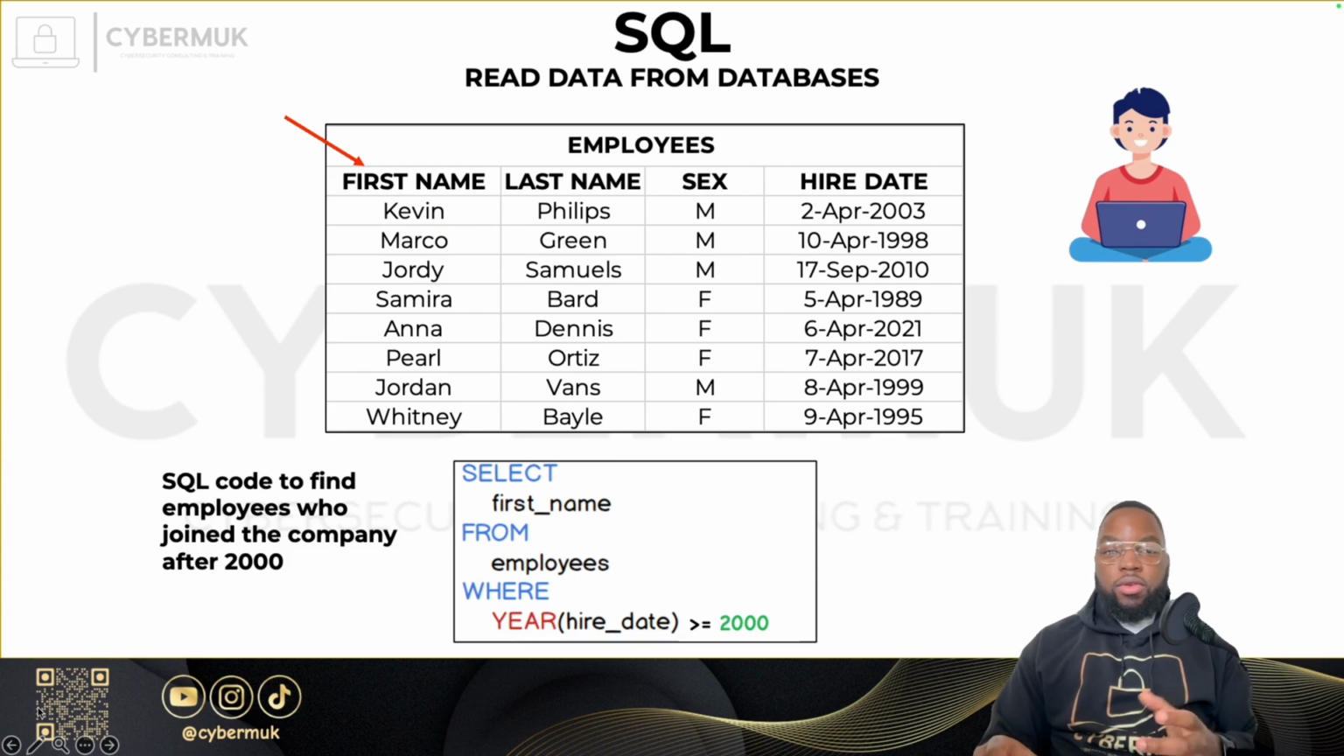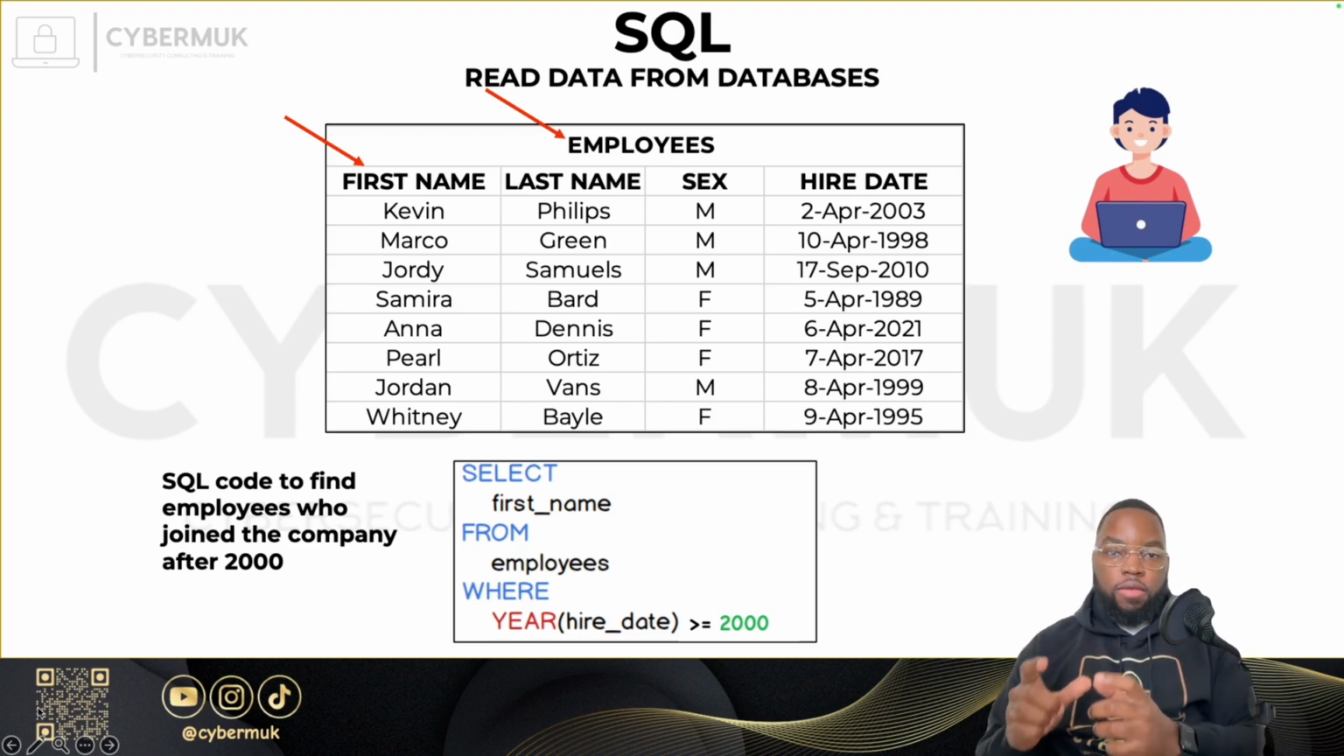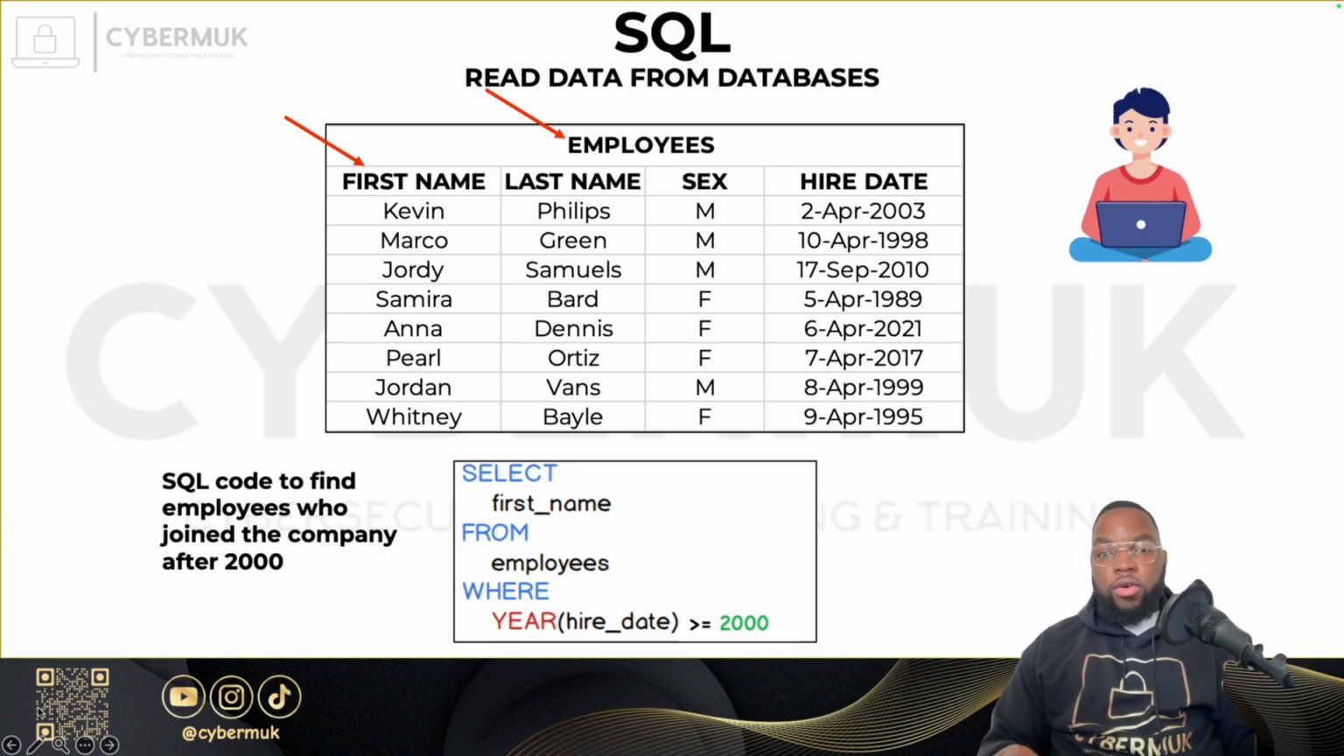If you think about it, you're selecting the first name from the table employees, and pay attention here. We are only selecting the first name where it says select. And don't worry, we are going to write the code together in a couple of videos. If you wanted more, you could have said select first name, last name, sex, and more. But here we are only selecting the first name, from the table employees where the hire date is greater or equal to 2000. So it's from the year 2000 upwards.